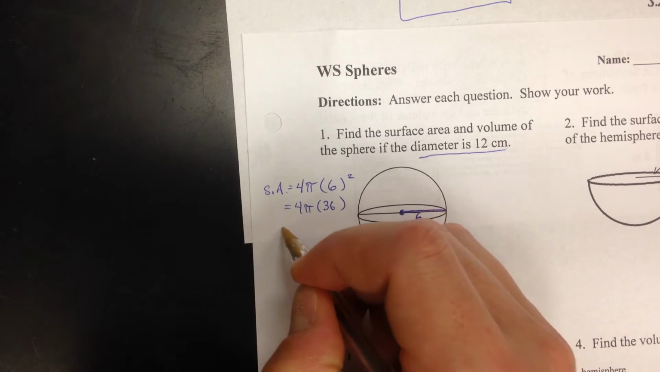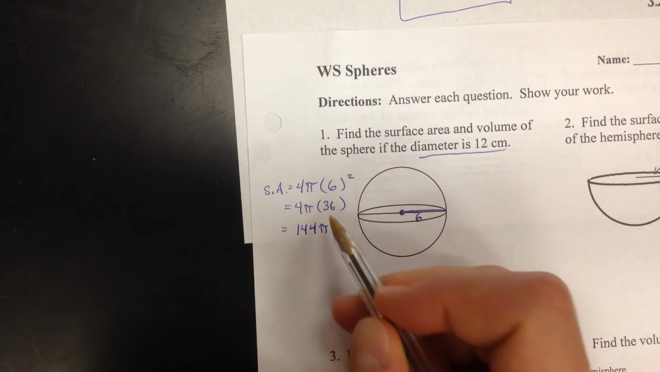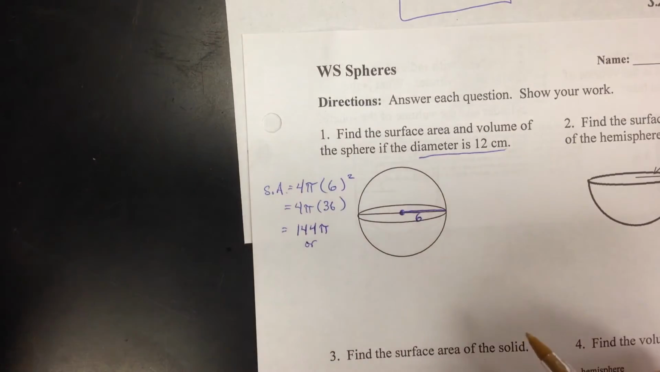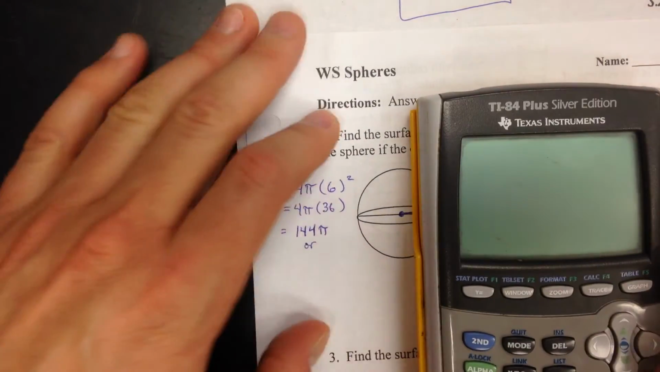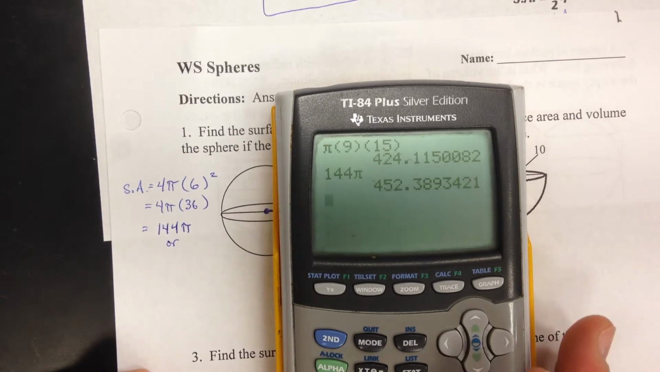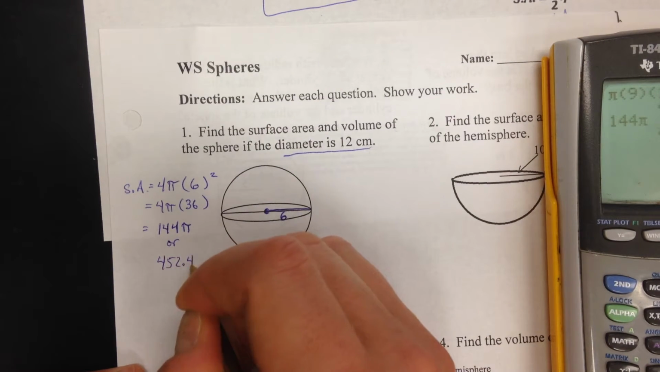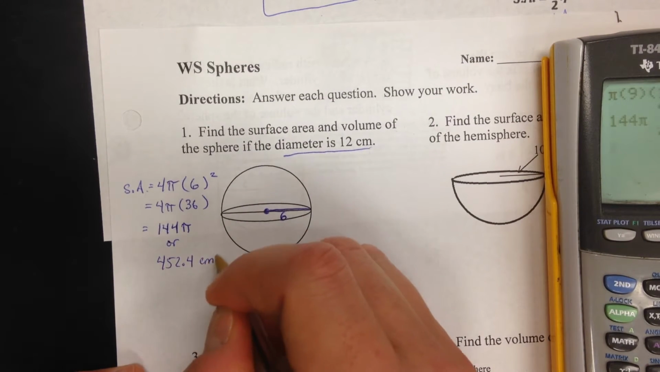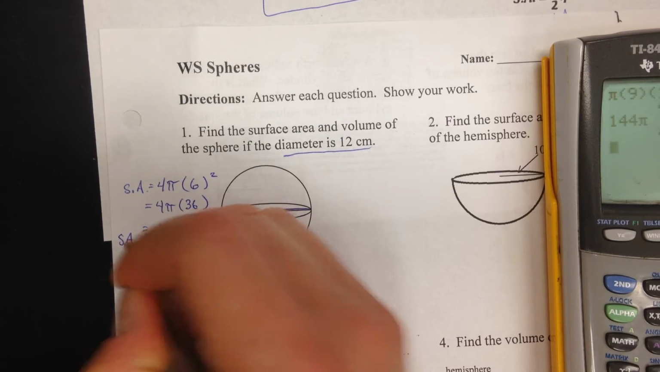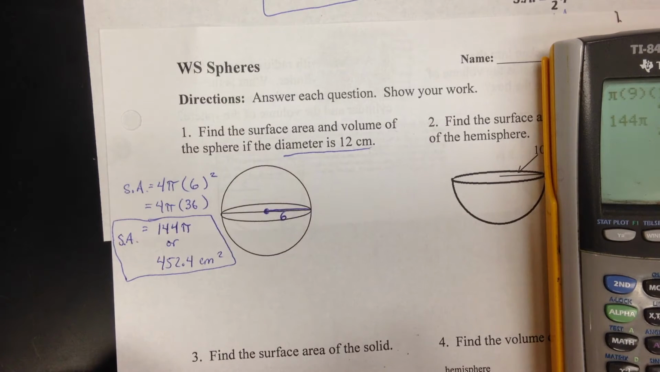So you can write this as 144 pi if you multiply that, or if we take 144 times pi, we get 452.4. Now this is an area, that would be centimeters squared. That's your surface area. So if we're covering this up, 144 pi.